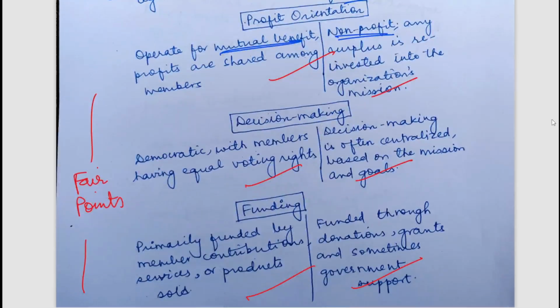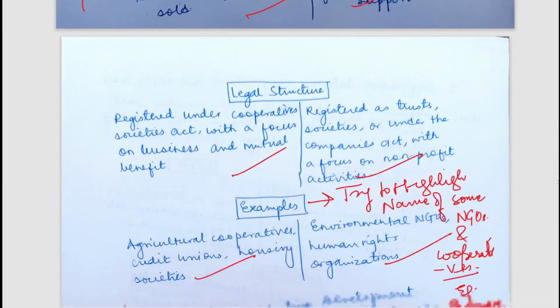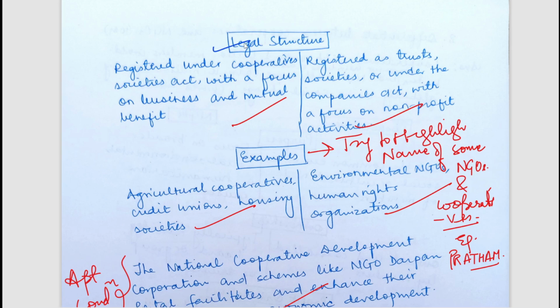Its name is only non-profit organization. Decision making has been highlighted. Funding has been highlighted, so you can read the answers in detail if you want to. Legal structure has been highlighted. Again, examples. Here you can see the student has written an example: agriculture cooperative, credit unions, housing societies.